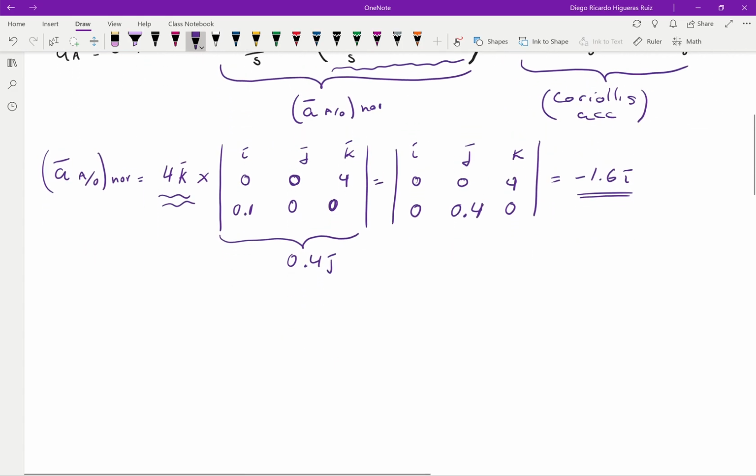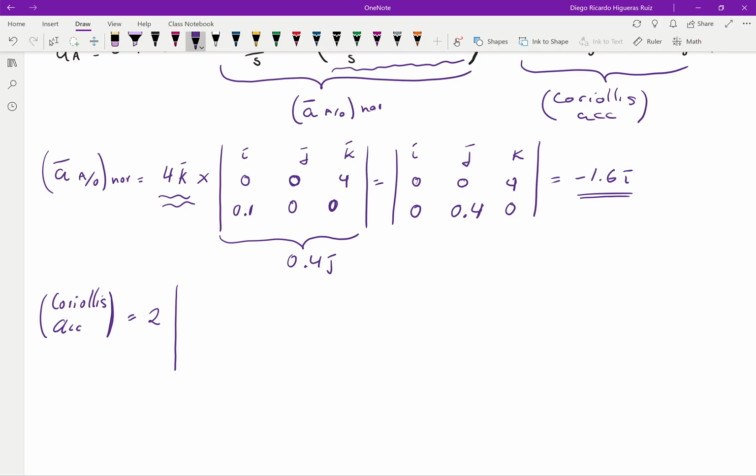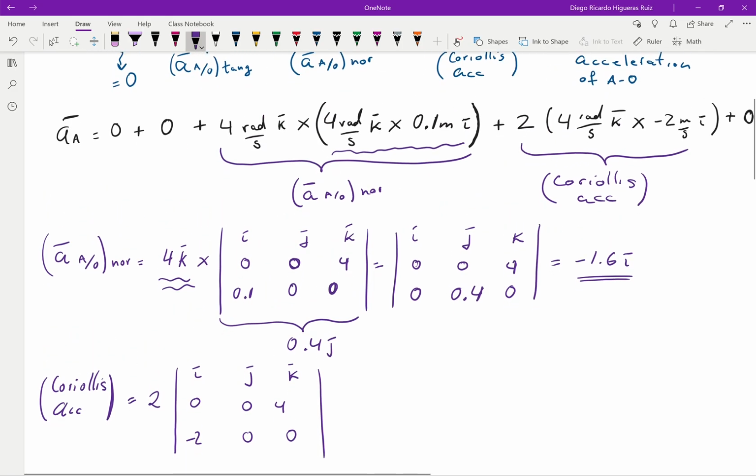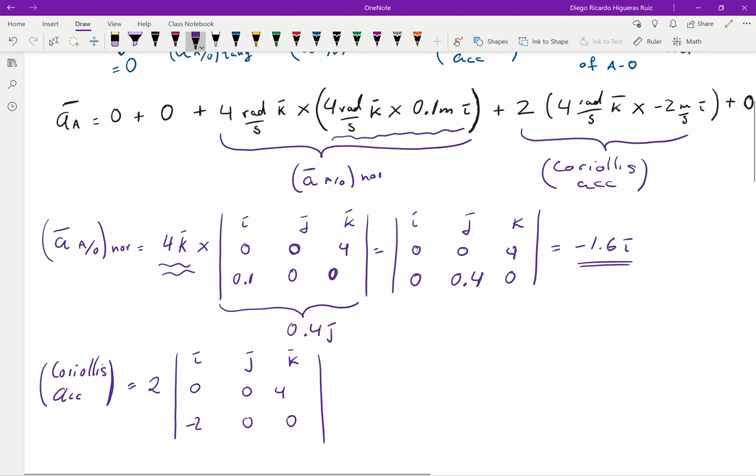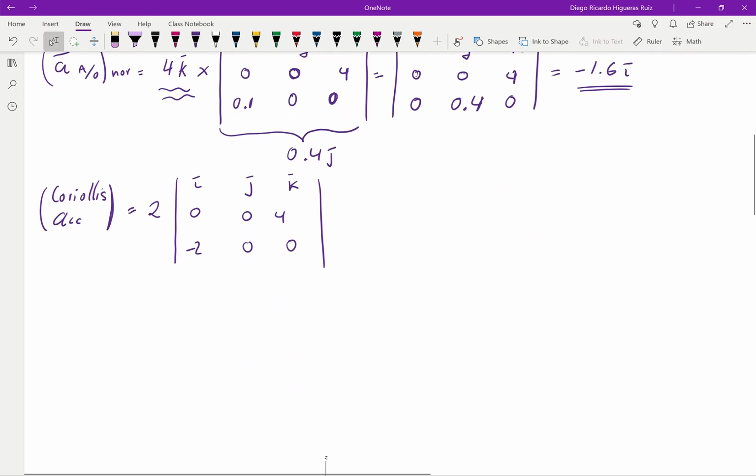Okay, good. Now we're gonna go ahead and solve for the Coriolis acceleration, and same, but now this 2 is just gonna be a scalar. I'm just gonna multiply here our cross product. Let me see if I'm doing that right. 4 in the k and minus 2 in the i. Okay, that's right. And if we go ahead and solve for the entire thing, we're gonna have minus 16 in the j. Okay, good.